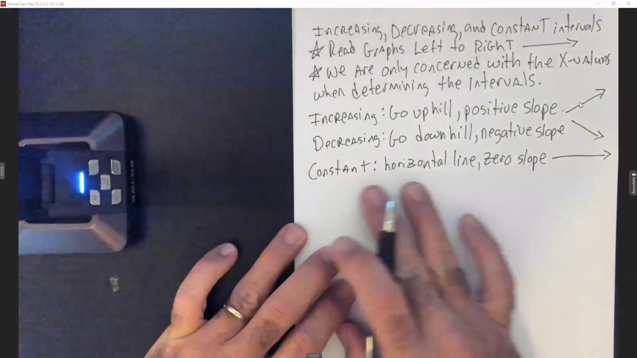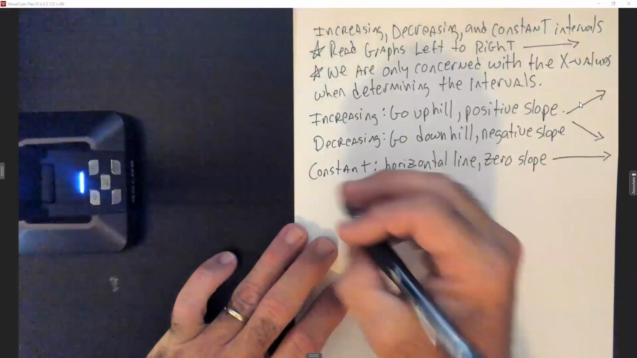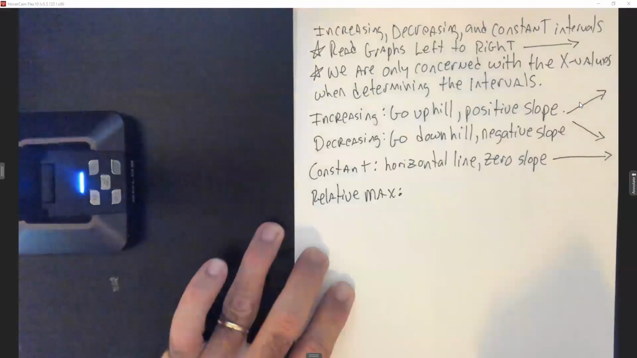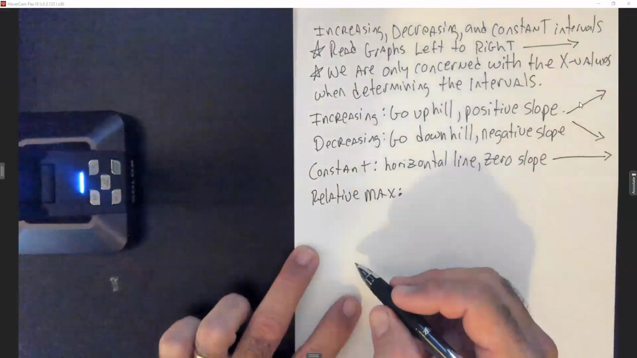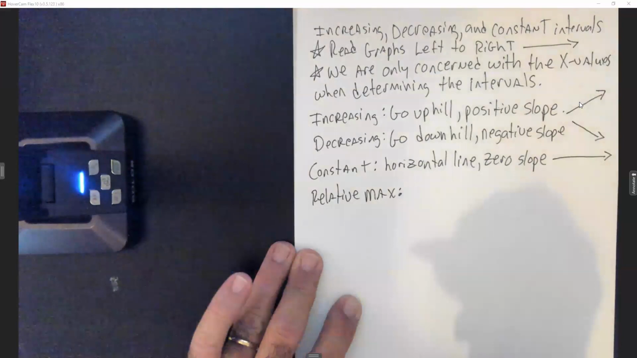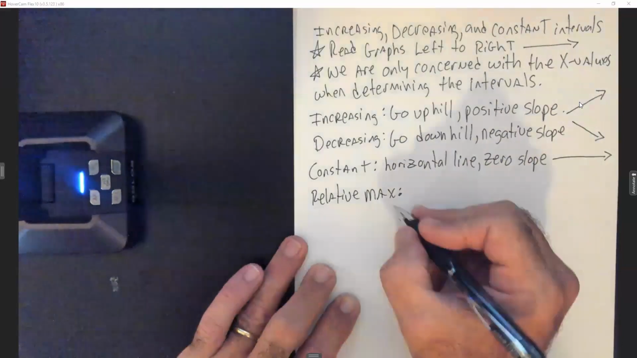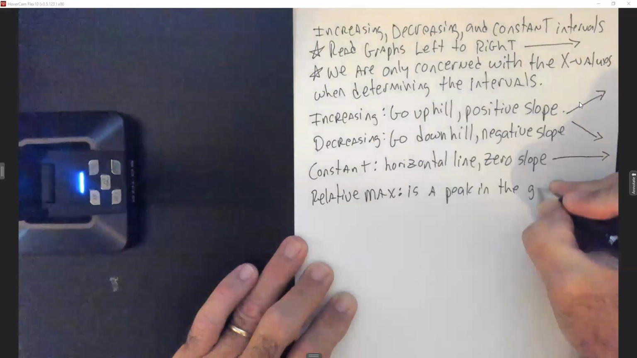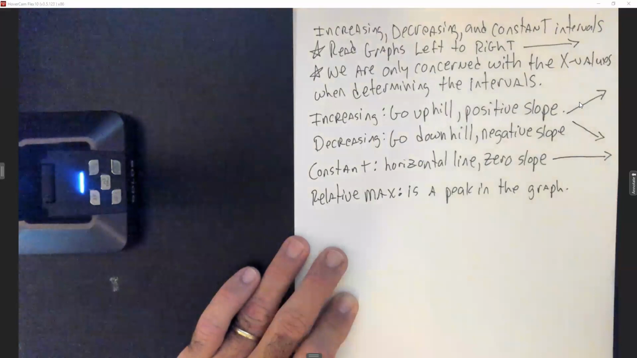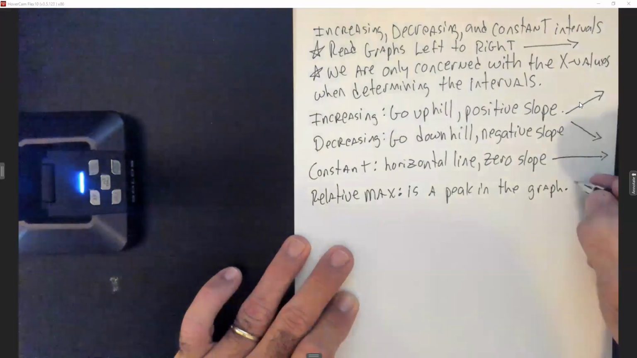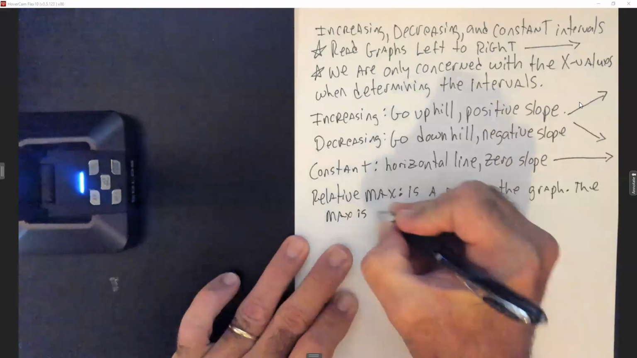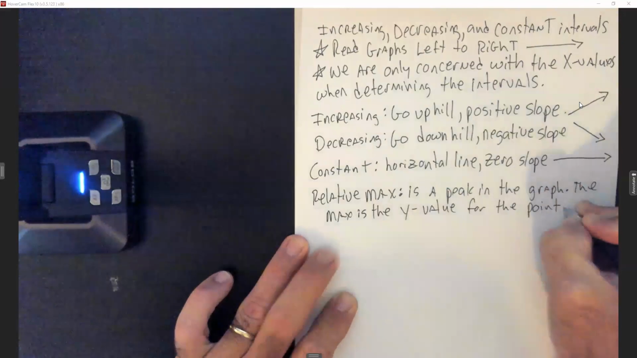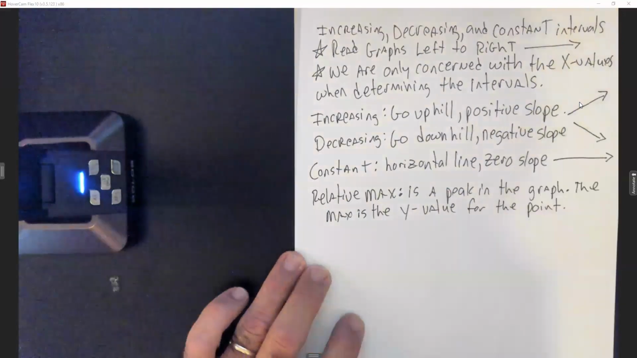All right, now 2 more things we got to learn in this section is what we call a relative max. So in the relative max and the relative mins, we are actually looking at y values. So these two deal with y values, and a relative max is a peak in the graph. The max is the y value for the point. So these questions you'll say, oh, I got a max of 5 at the x value of 2, okay?